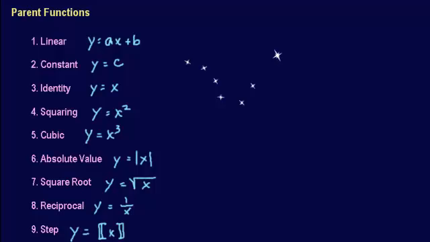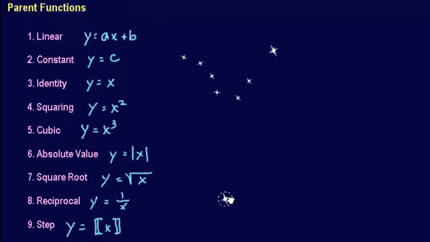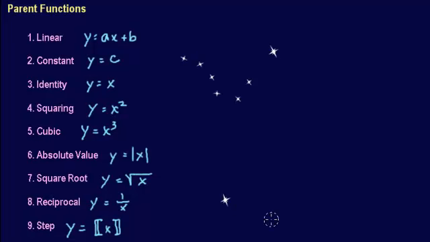Parent functions are the topic of discussion today. We are going to learn 10 different kinds of parent functions. You see the list of them up there: linear, constant, identity, square and cubic, absolute value, square root, reciprocal, step, and the one you can't see, piecewise defined. We're going to look at each one of those, and we're going to discuss domain, range, x and y intercepts, increasing, decreasing, maximum, minimum for each one of these.